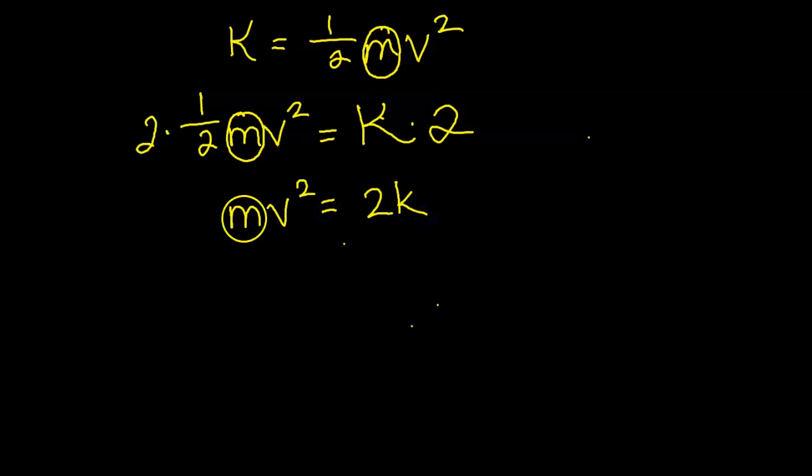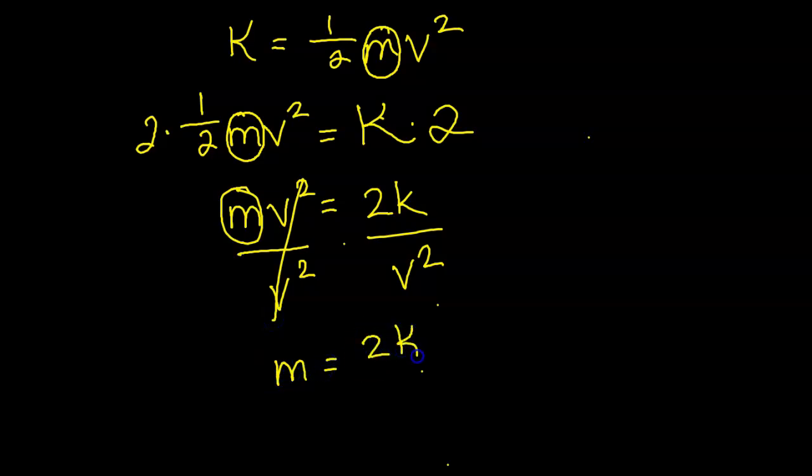All right, I want m by itself, so now all I have to do is divide both sides by v squared, because v squared divided by v squared is 1. They would cancel out. We would be left with m is equal to 2k divided by v squared. Okay, so that's if we solve for m. All right, say we took the same formula and this time we decided to solve for v. That gets a little bit more complicated. So let's look at this.